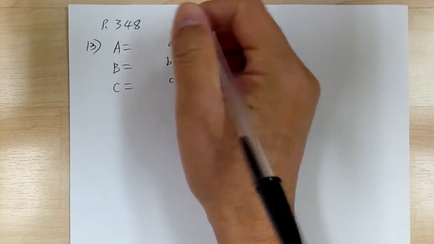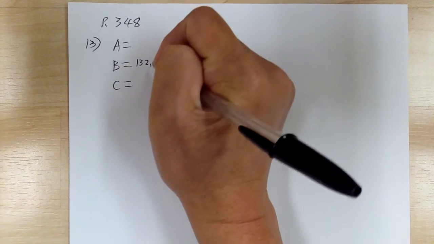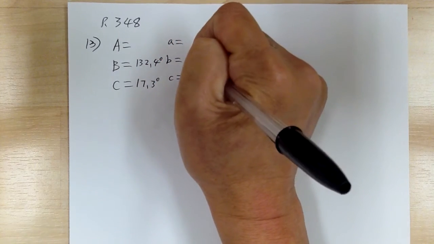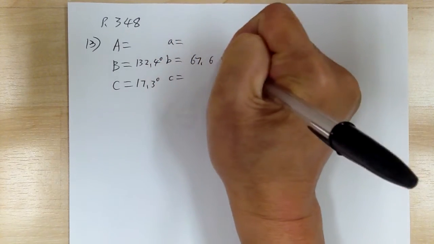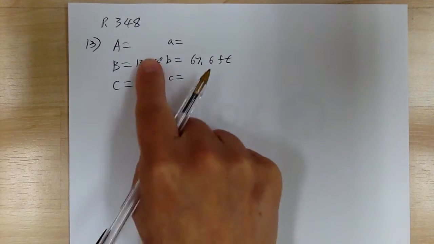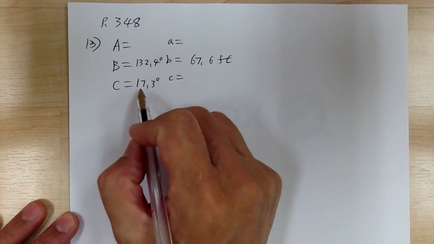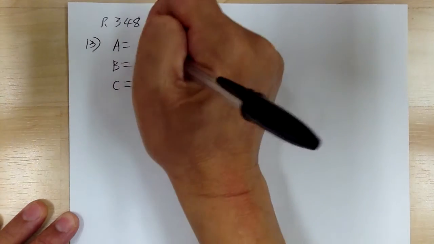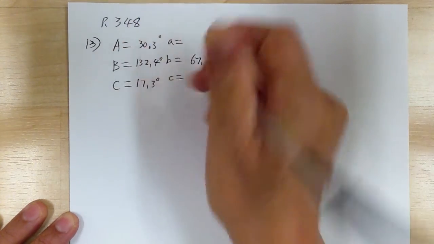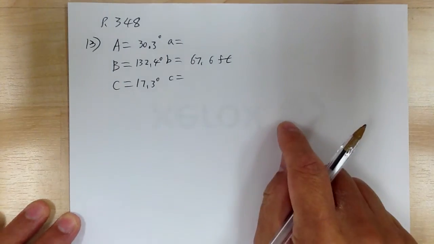Number 13, angle B equal to 132.4 degrees. Angle C is 17.3 degrees. And small b equal to 67.6 feet. In this case, you have two angles already known, so you can use 180 minus 132.4 minus 17.3, and you can get angle A equal to 30.3 degrees. You can use 180 minus the angle B minus angle C, you get angle A.